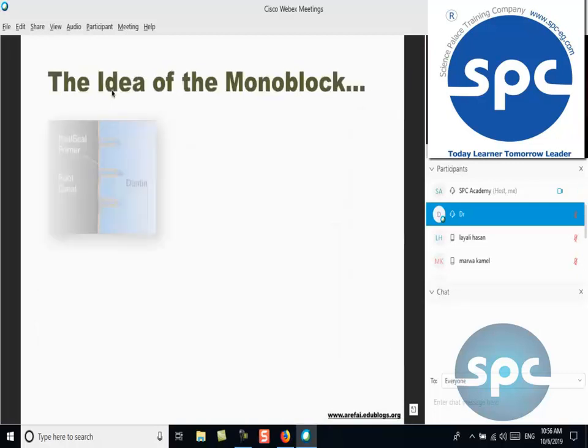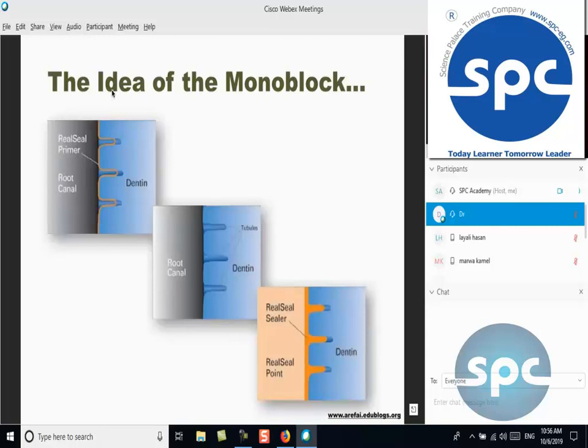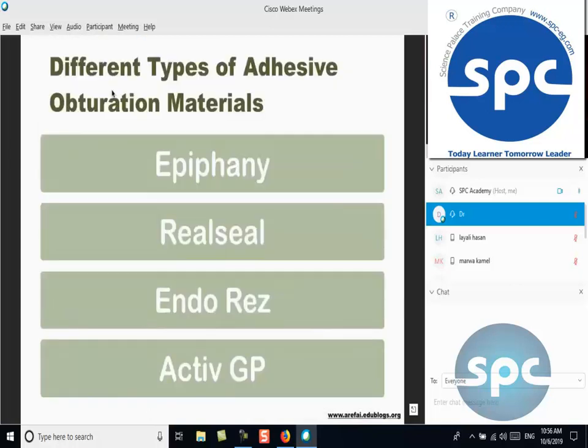So this is the idea of the monoblock. If I had a sealer that was chemically similar to the cone, that could bond chemically to the dentine, you would create a system where there is no leakage between the sealer and the dentine, and no leakage between the sealer and the cone, reducing your interface, reducing the possibility of leakage. So many types were produced at the time. Epiphany, Real Seal, Endorez, Active GP, they're all different chemistries. The first three are methyl methacrylate or polycaprolactone based, Endorez and Real Seal, and then the Active GP was glass ionomer based. The idea was the same. All I wanted to do was to bond the cone to the sealer and the sealer to the dentine. This is what I needed.